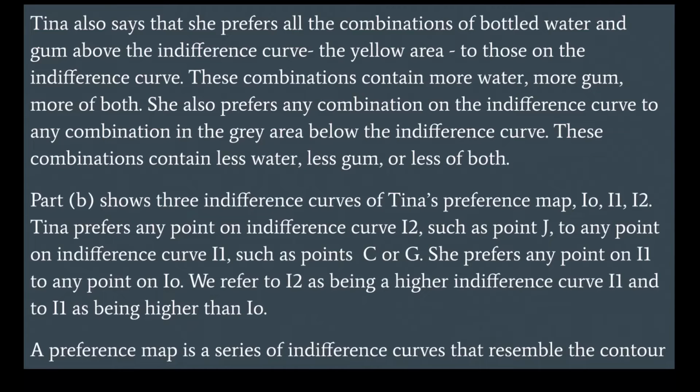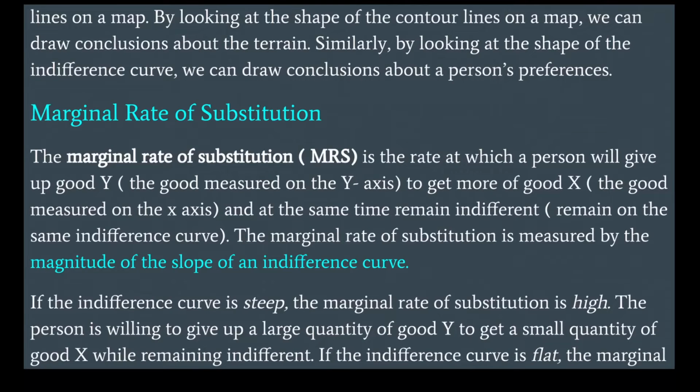A preference map is a series of indifference curves that resemble the contour lines on a map. By looking at the shape of the contour lines on a map, we can draw conclusions about the terrain. Similarly, by looking at the shape of the indifference curve, we can draw conclusions about a person's preferences.